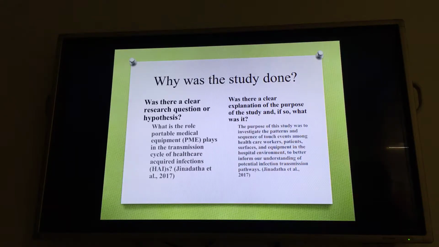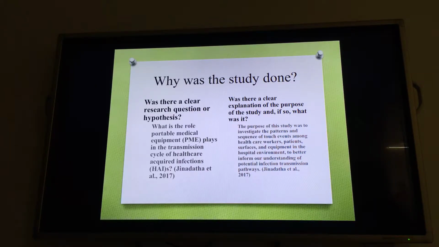Why was the study done? Was there a clear research question or hypothesis? What is the role portable medical equipment plays in the transmission cycle of healthcare-acquired infections? Was there a clear explanation of the purpose of the study, and if so, what was it?